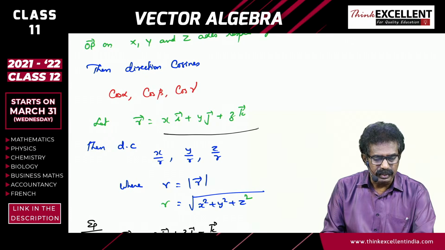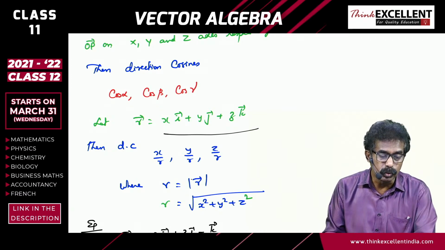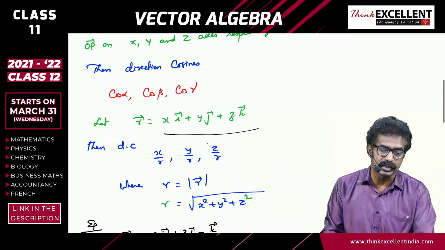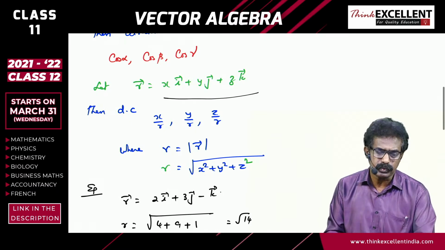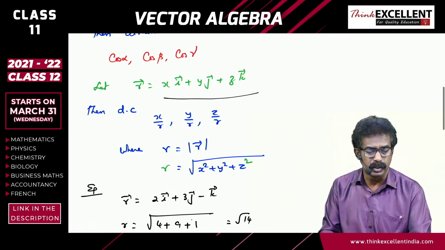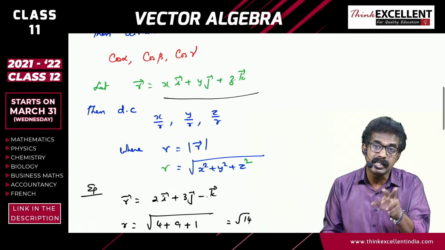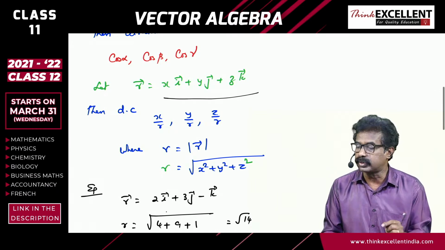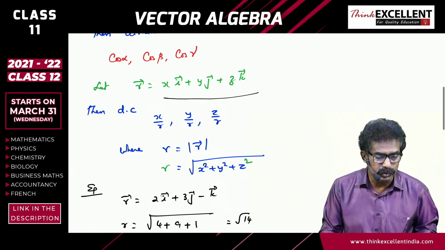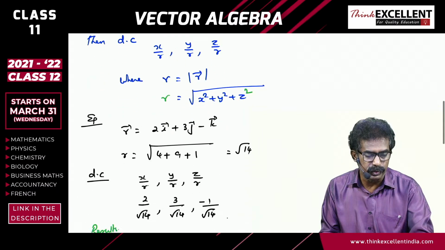Calculation is very simple. If they give a vector like this, the direction cosines are x by r, y by r, z by r. R is the magnitude. How can you find the magnitude of a vector? Root of x square plus y square plus z square. See this example. The R vector is given as 2i plus 3j minus k. To find the direction cosines, first find the magnitude. R equals root of 2 square 4 plus 3 square 9 plus minus 1 square 1. You get root 14. Now the direction cosines are x by r, y by r, z by r. So that is 2 by root 14, 3 by root 14 and minus 1 by root 14.